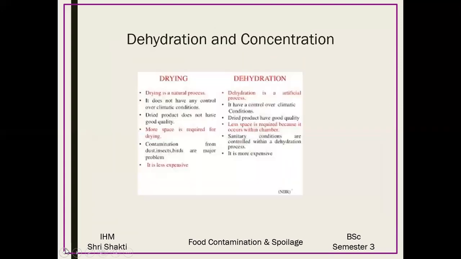Next, concentration. Concentration is to make sure that you are keeping the products in a brine solution. So when you keep products in a brine solution, like cucumber or olives, etc., you're storing the products for about 6 months to 1 year.